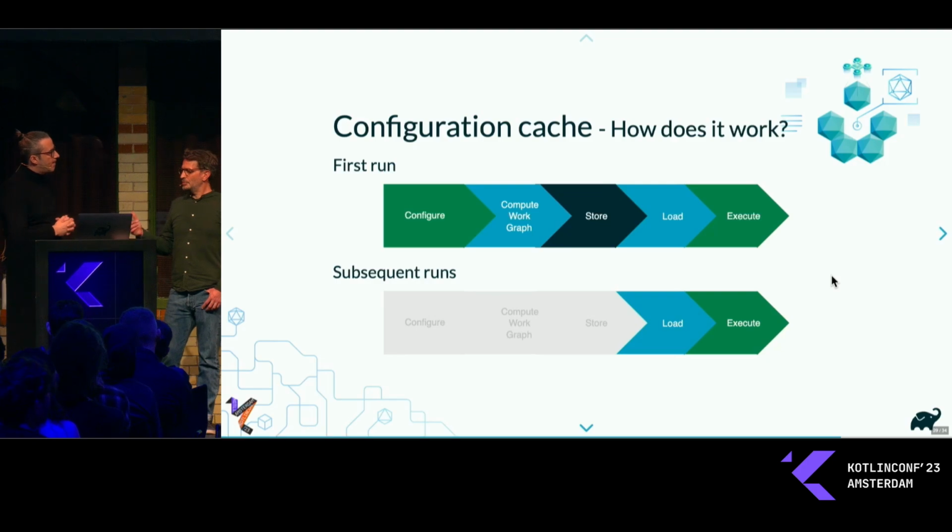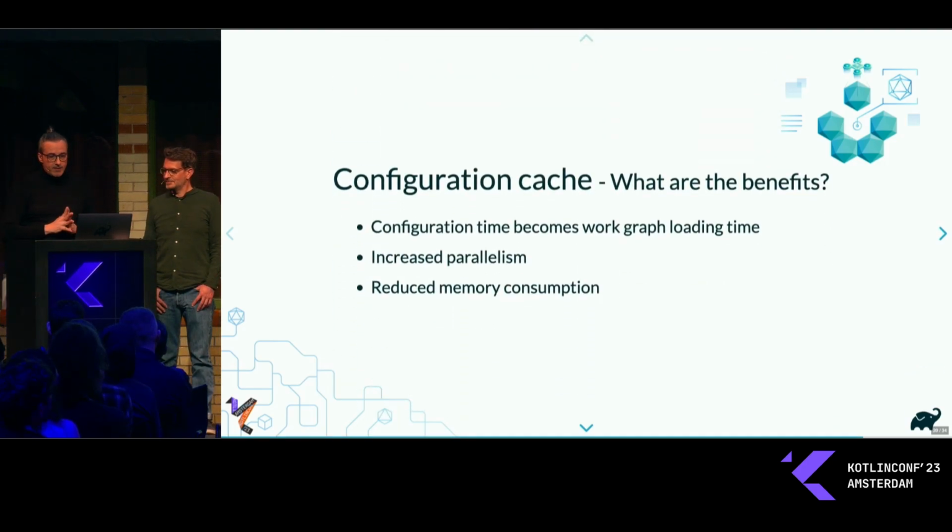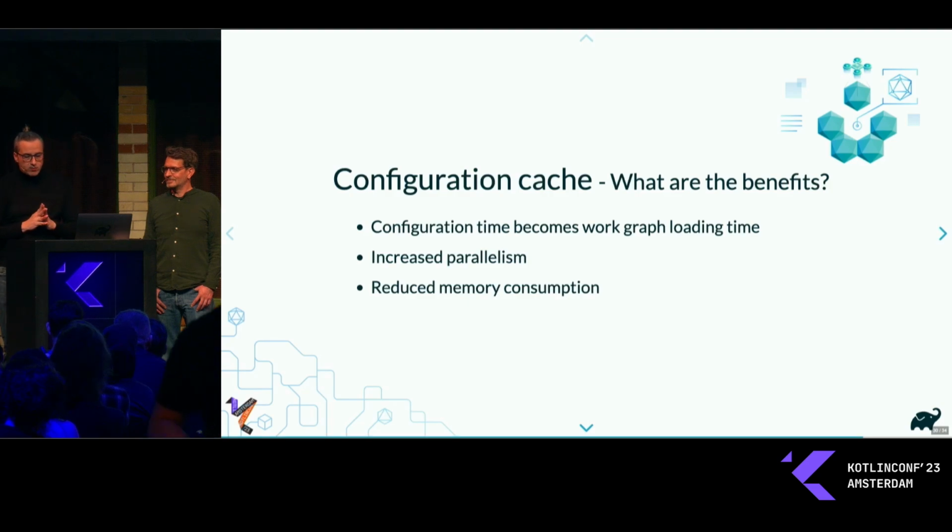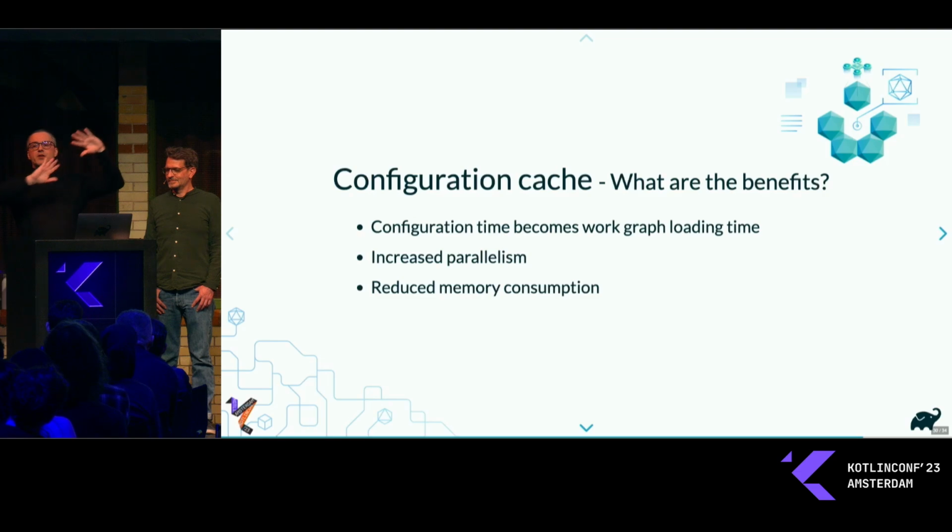You said you could execute better. Why is that? Yeah, so now that we store the tasks and load them from the cache, what Gradle does is ensure that these tasks can no longer refer to each other. So the tasks are isolated from each other. And because they are isolated, Gradle can execute them in parallel, even when they're in the same project.